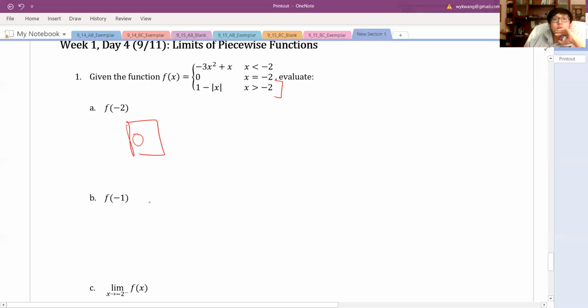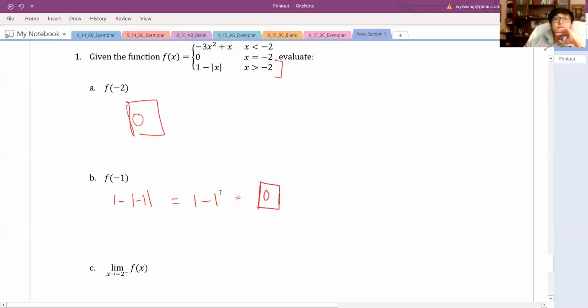So we're going to plug in -1 into this function, 1 minus the absolute value of -1. We get 1 minus 1. We're also going to get 0, right? Absolute value of a negative number is just like the positive version of that number. So we're also going to get 0.